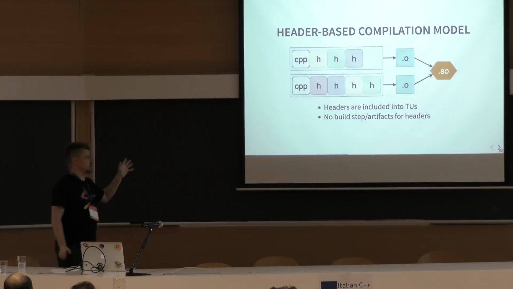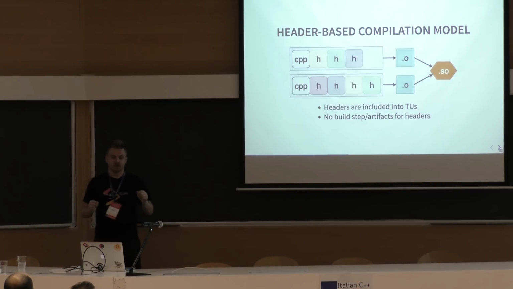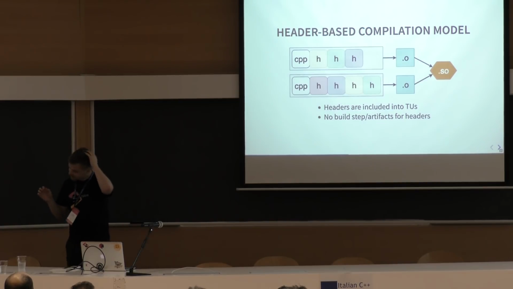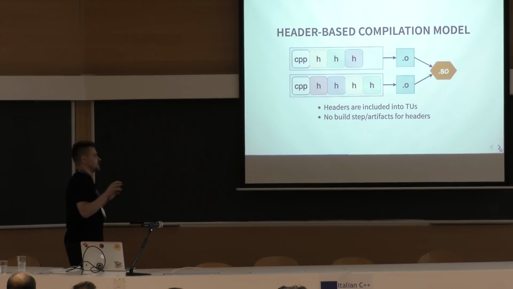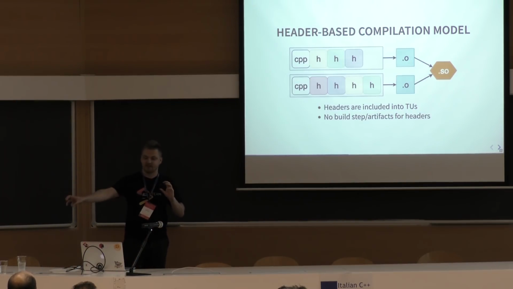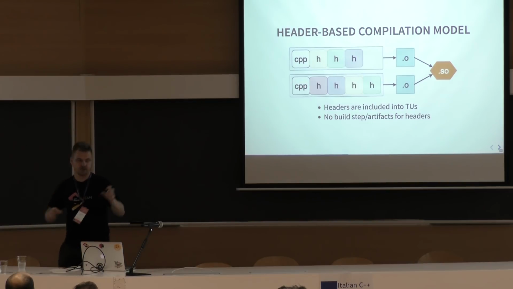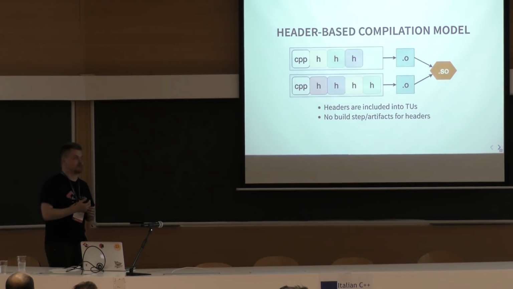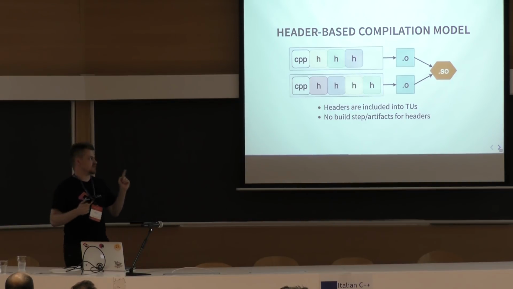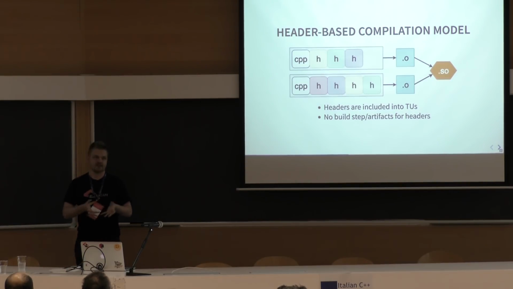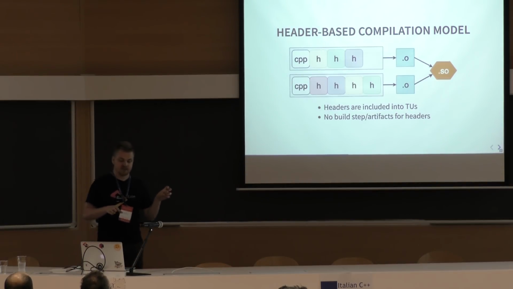So that's our current world. That's how we live now. We have several translation units. They include some headers. Many of them include the same headers several times. So they get compiled by the compiler, produce an object file, and the object file gets linked into a library or something. Note that there are no build steps or specific build artifacts for headers. Headers are just included as a part of the CPP file compilation.